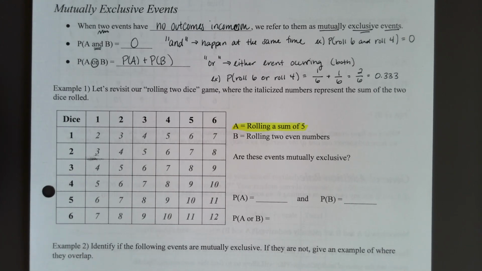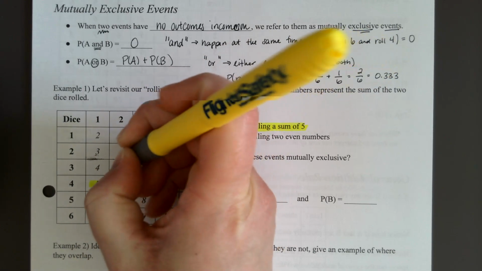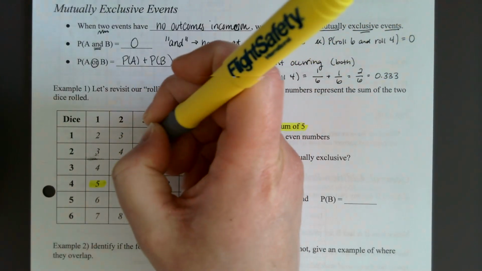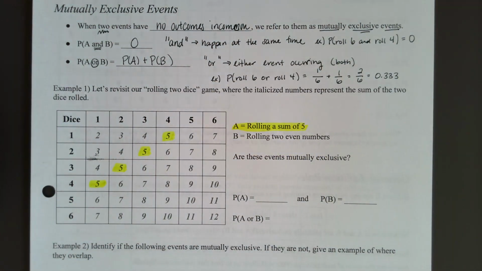That's what we're really trying to look at. So if I'm rolling a sum of 5, my sums of 5 are going to be right in here. We got 4 and 1, 3 and 2, 2 and 3, and 1 and 4.